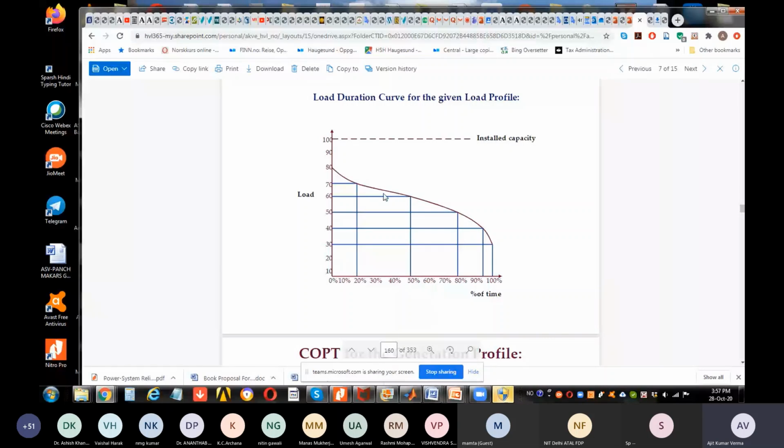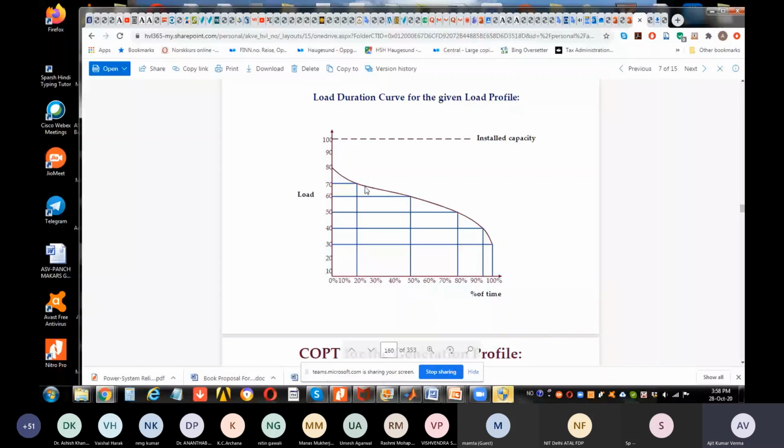This is 20 and this is 50. And between 80 to 60, it's 50% of the time. You see, 80 and 60. From 80 to 60, that's 50% of the time. Then 80 to 50, it's 80% of the time. 80 to 40, it's 90%, 95%. And then between 30 to 80, it's 100% of the time. So this is the load profile, and this is the installed capacity.